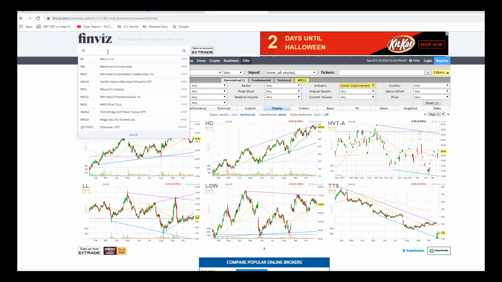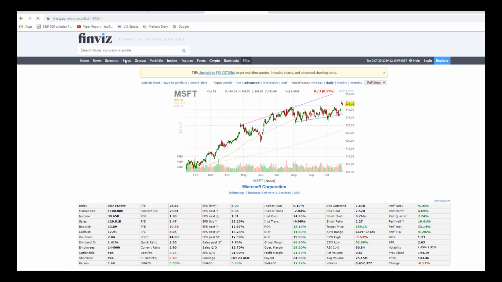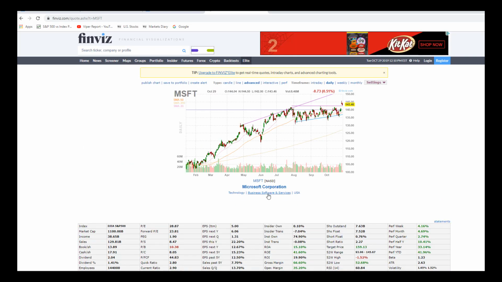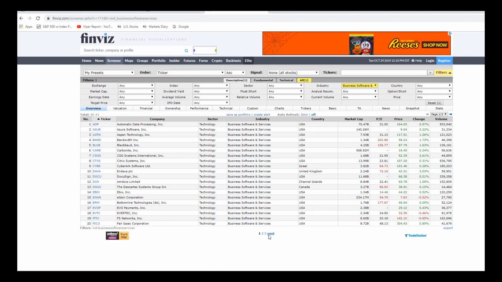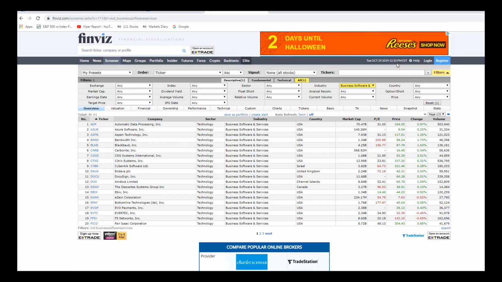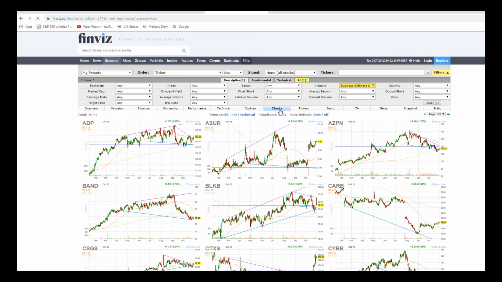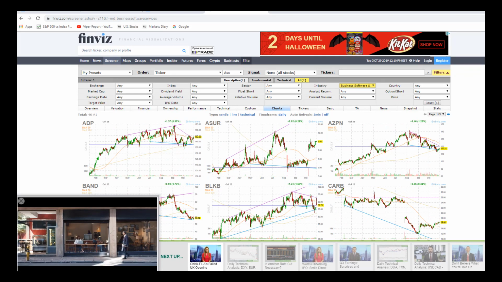Let's look at something like Microsoft, which is a much broader category. So we click Microsoft, we get the same daily chart, business software and services, you click on that. Here you have 3 pages of stocks. Okay, so that's way too many to look at. I mean, if you were to look at the charts, you're going to see 3 pages of charts too. So that's probably a little bit more.